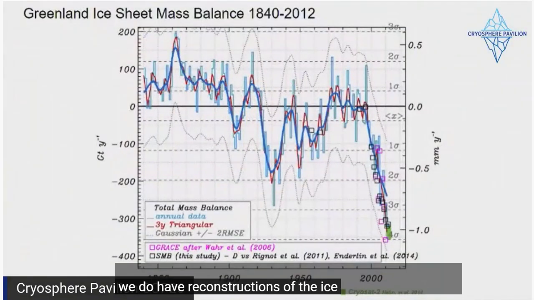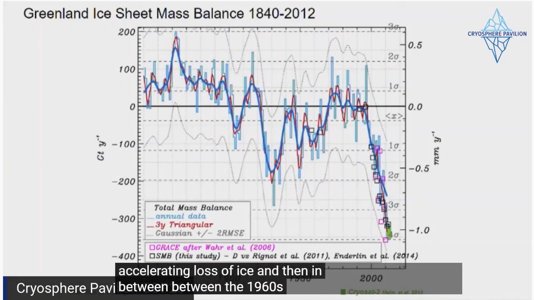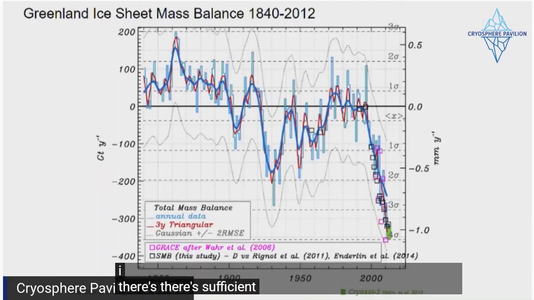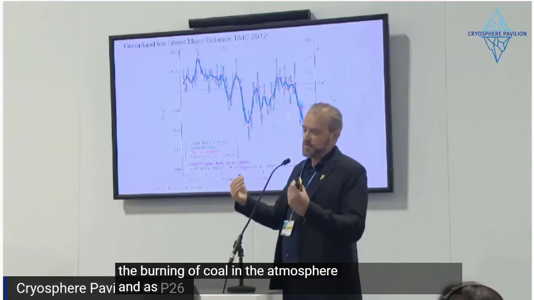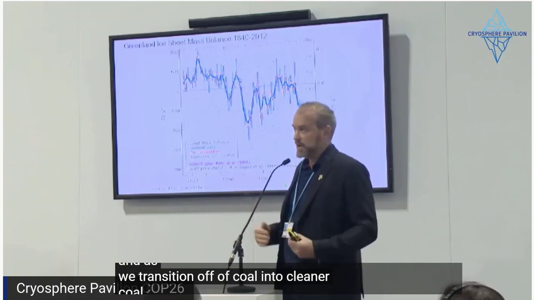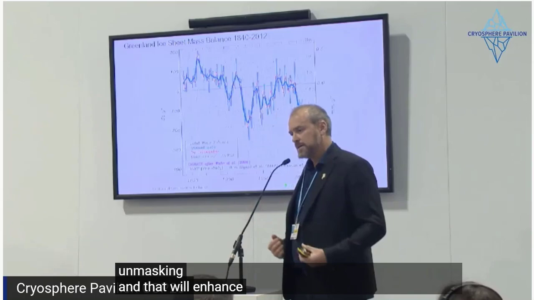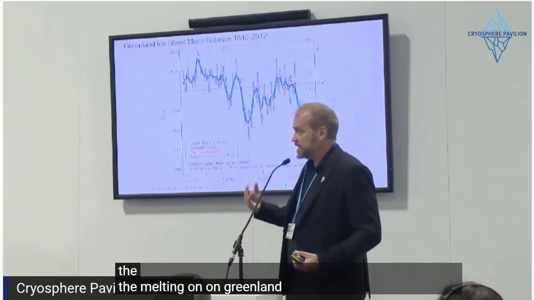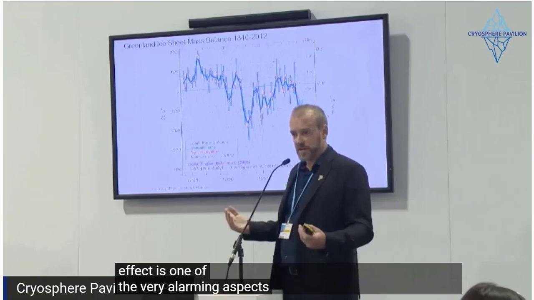We do have reconstructions of the ice sheet. This one's very interesting, more than 100 years long, and you can see the recent accelerating loss of ice. And then in between the 1960s and 80s, the ice sheet was stable. There's sufficient evidence to convince me that was due to sulfate cooling, so-called global dimming. This was from the burning of coal in the atmosphere, and as we transition off of coal into cleaner coal and less coal, we have an aerosol unmasking, and that will enhance the melting on Greenland. The removal of the aerosol masking effect is one of the very alarming aspects of having cleaner energy.